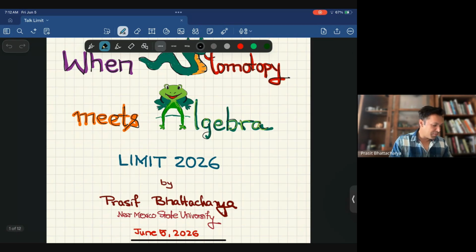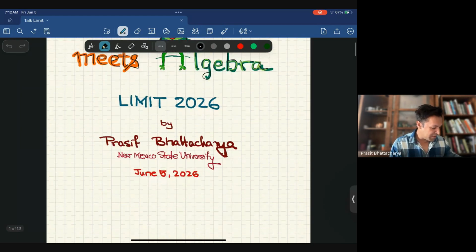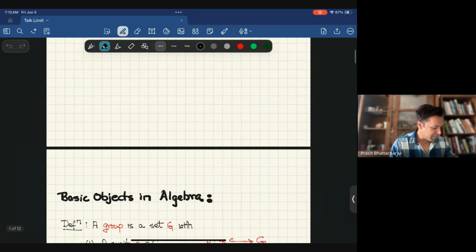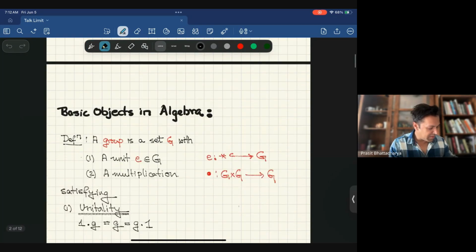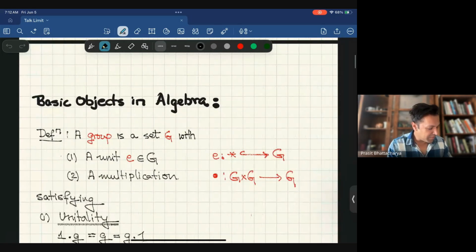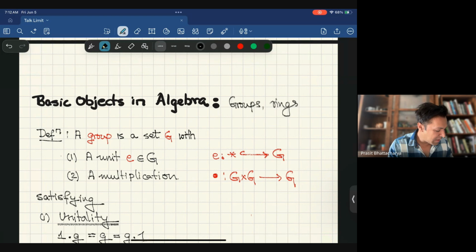So let's see how homotopy meets algebra. Let's talk about some basic objects in algebra. The things that you have seen are probably groups, rings, and I don't know if you have seen this, but today I'm going to talk about it a little bit, which are called monoids.